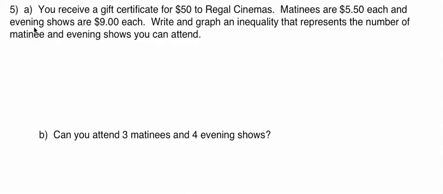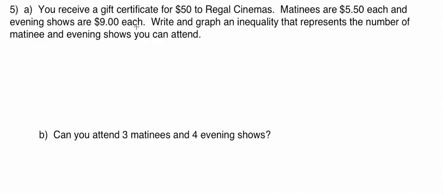Okay, so this is the continuation of the notes for 917, question 5. It says you receive a gift certificate for $50 to Regal Cinemas. Matinees are $5.50 each, and evening shows are $9 each. Write and graph an inequality that represents the number of matinees and evening shows you can attend.